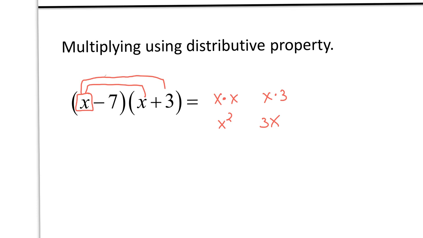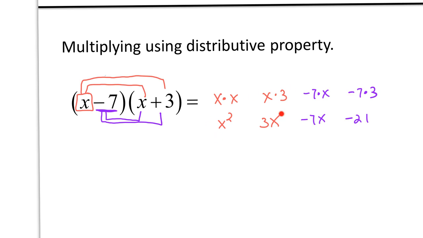But after that, I'm going to take the second term in the parentheses. I do have a minus 7 here, and I'm going to multiply again by the first term. So I have a negative 7 times x, and that's going to be negative 7x. And I multiply the negative 7 again times the next term over here, a negative 7 times a positive 3. That's going to be a negative 21. When you look at all those terms right here, after you multiply, you are going to combine like terms.